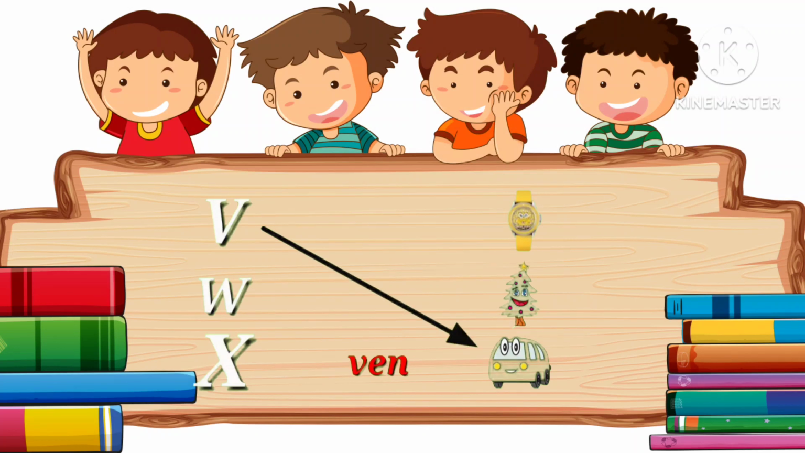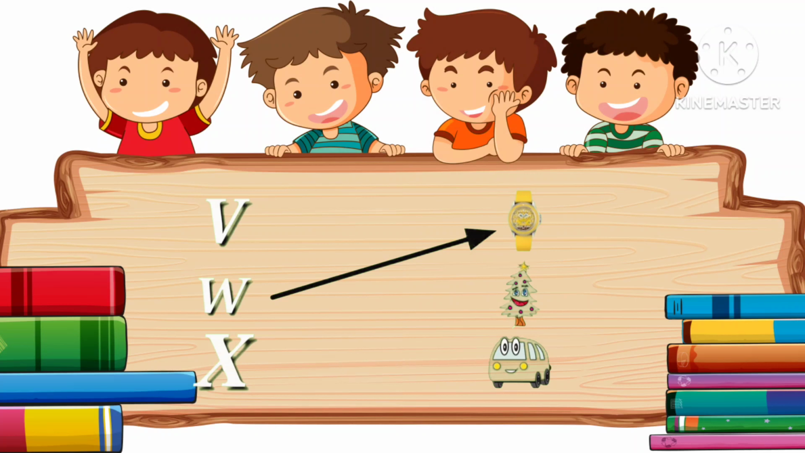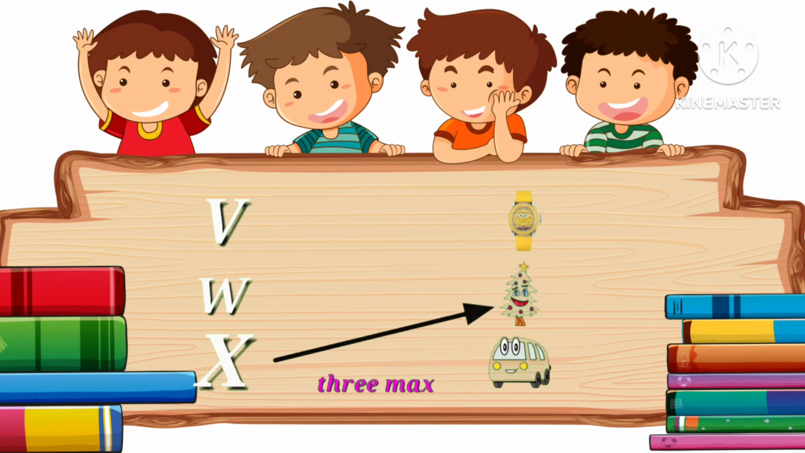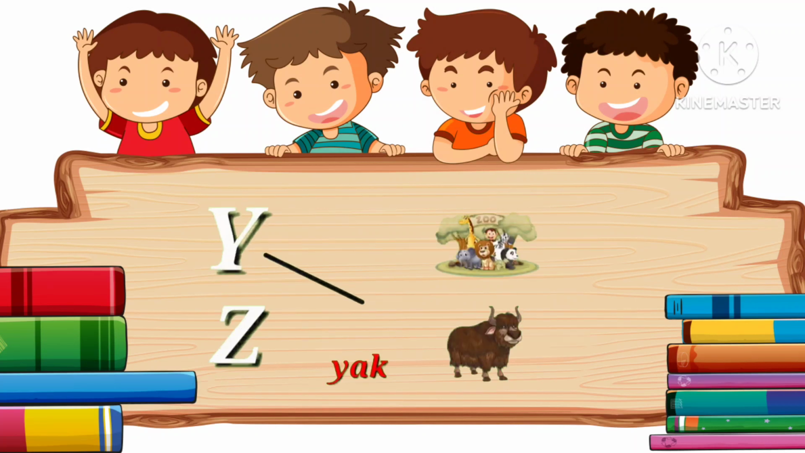V for van, W for watch, X for 3 max, Y for york, Z for zoo.